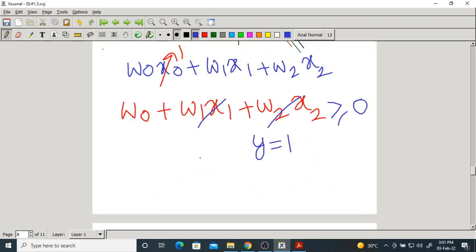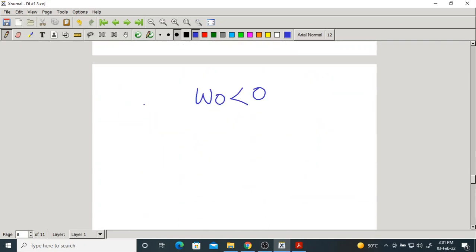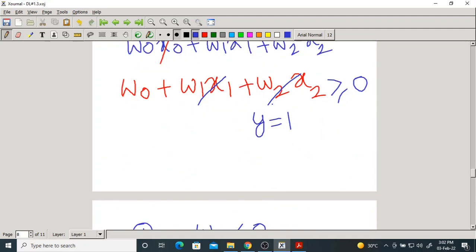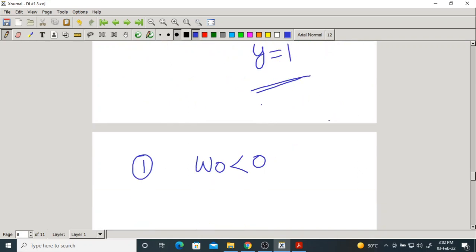Let me write here. This is for the first input. I am writing less than 0 here because the output is 0. Output 0 means the sum should be less than 0. So don't get confused here. If the output is 1, the sum should be more than 0. If the output is 0, the sum should be less than 0. That is the logic of the perceptron.